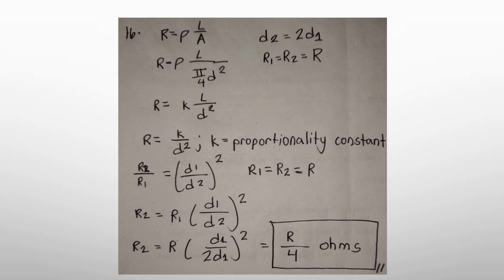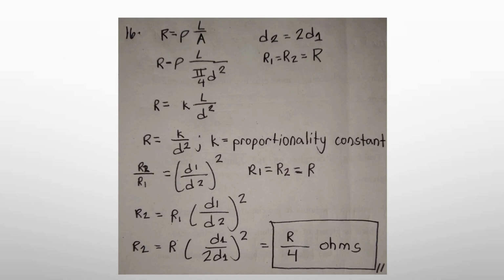And we will manipulate the formula resistance is equal to the resistivity over length over area by changing the area, which is also equivalent to pi over 4 d squared. And what is left is R is equal to k multiplied by L all over d squared. Since length will be considered as constant, the resistance will be equal to k all over d squared, wherein k is the proportionality constant.